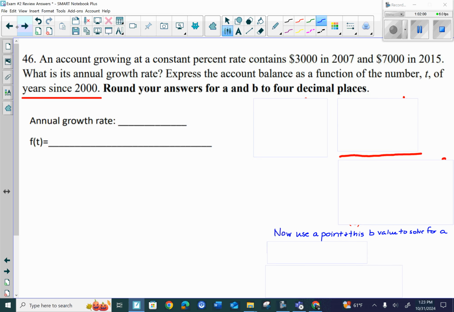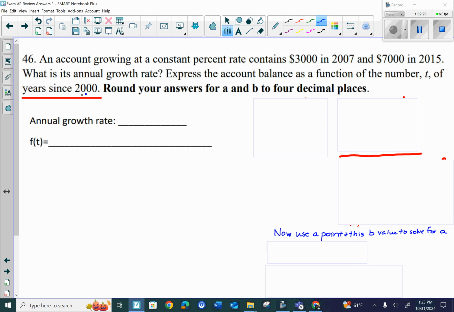Number 46: an account growing at a constant percent rate contains $3,000 in 2007 and $7,000 in 2015. What's its annual growth rate? Express the account balance as a function of the number of t years since 2000. Round your answers for A and B to 4 decimal places.